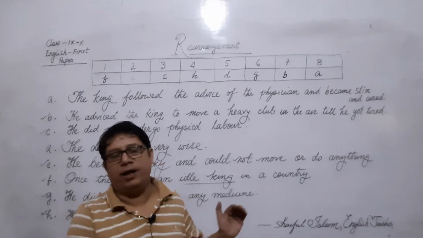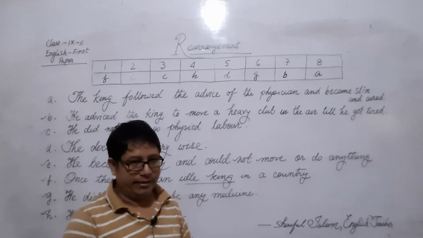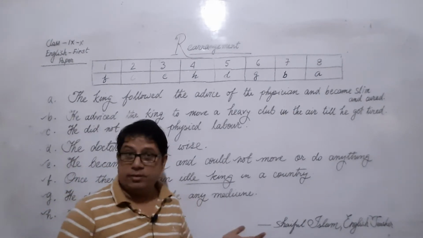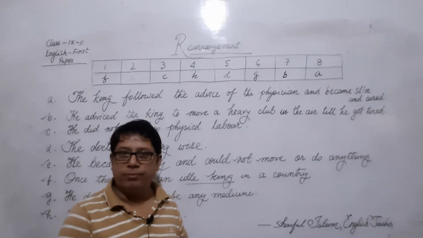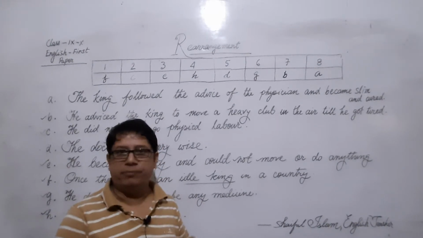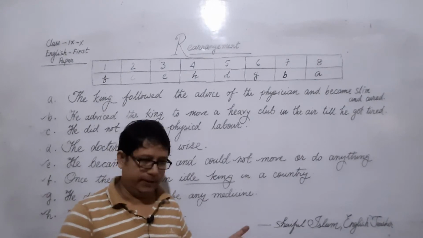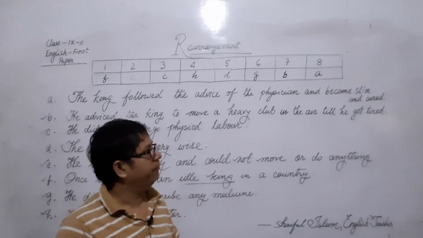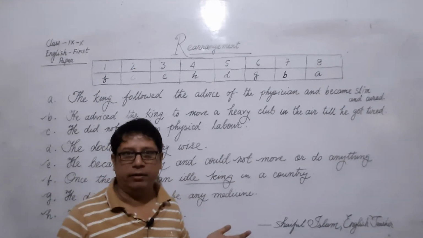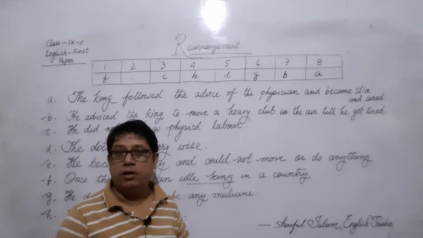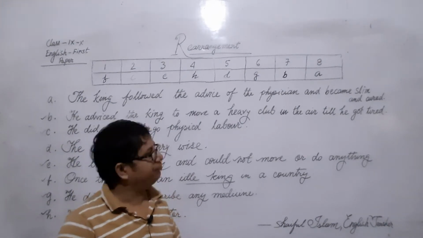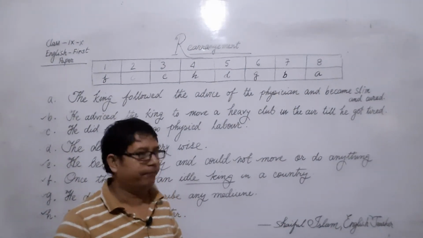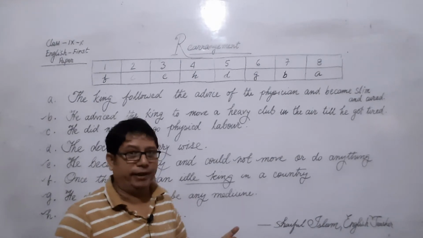So then comes what to do to get out of this problem. So he called in a doctor, and the doctor was good, and he understood the problem of the king, and he didn't prescribe any medicine for the king, and he rather prescribed him some physical labor, especially moving a club in the air. Finally, the doctor became successful. The king followed the advice of the physician, then he became slim and cured again.